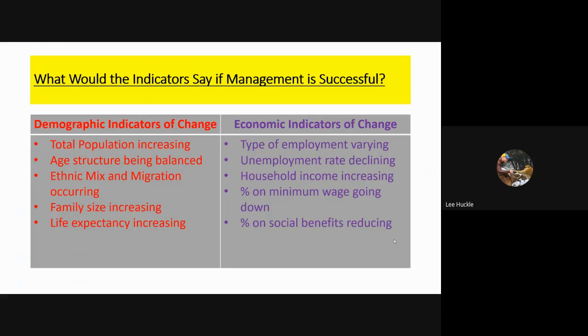And then the economic side, looking at the type of employment. Is it changing? Is it getting better? Is it more varied? Looking at the unemployment rate, looking at the household income, looking at the percentage on minimum wage going down, looking at the percentage on social benefits. Is it reducing? Put all of that together. Now, these are just examples. These help us to indicate whether management has been a success or not. To what extent has it been a success?